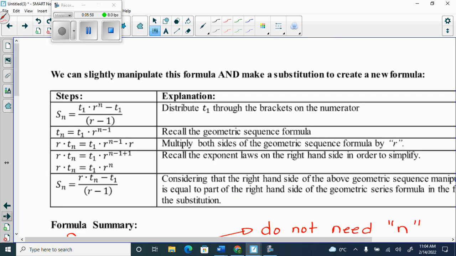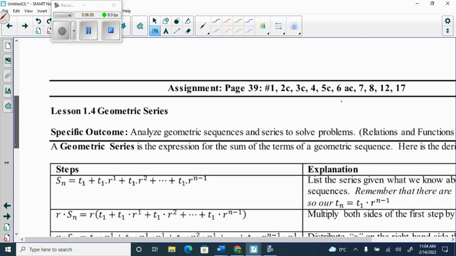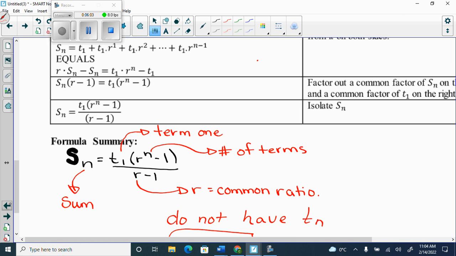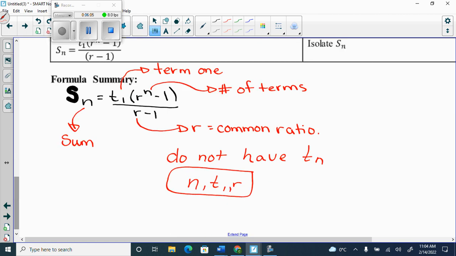Okay. I should have put a comma there. I should have a comma. Well, and T1 and R.